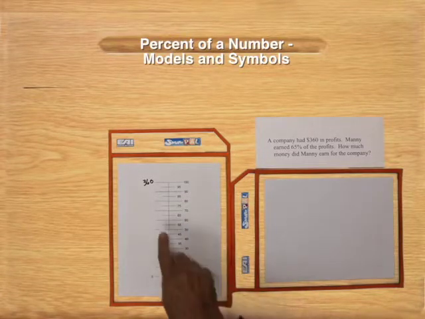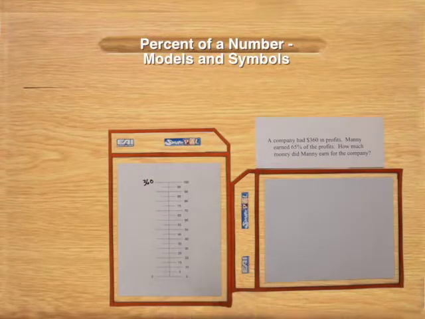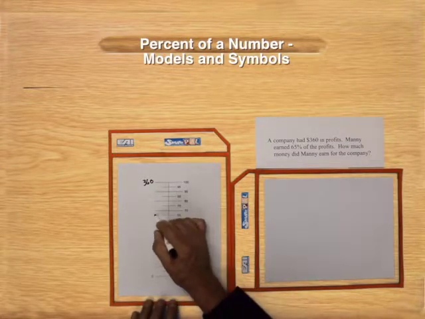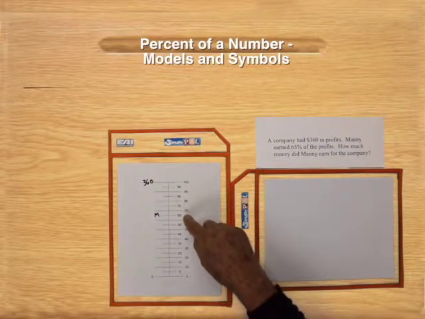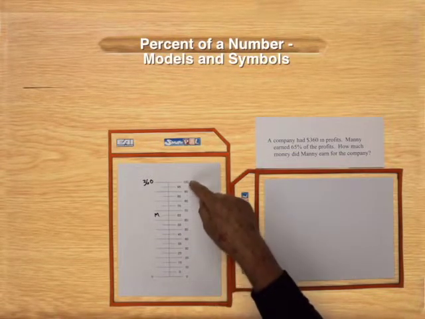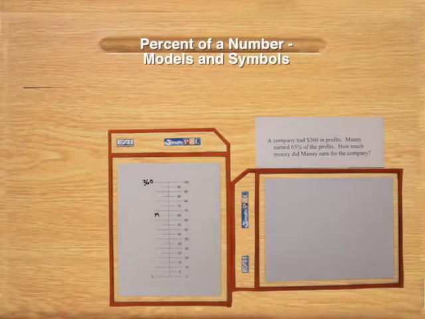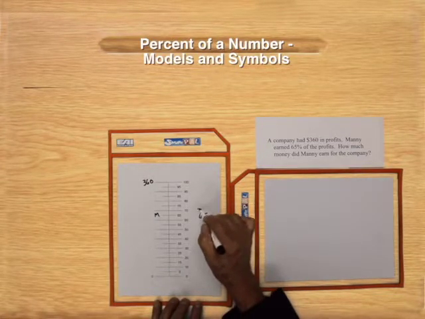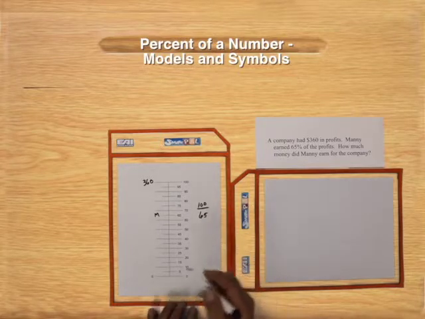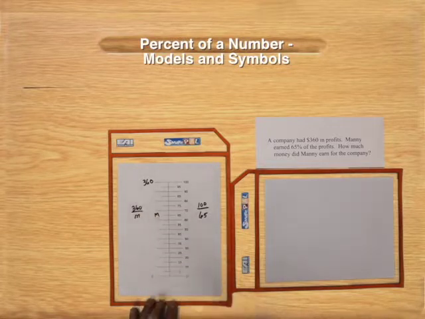The answer to our problem is going to be the number that is related to 65. But we don't know what that number is. So we're going to represent that number by the letter M for money. So now we have 65 is in the same position below 100 as M is in the same position below 360. And let's write that out. So 65 is in the same position below 100 as M is in the same position below 360.